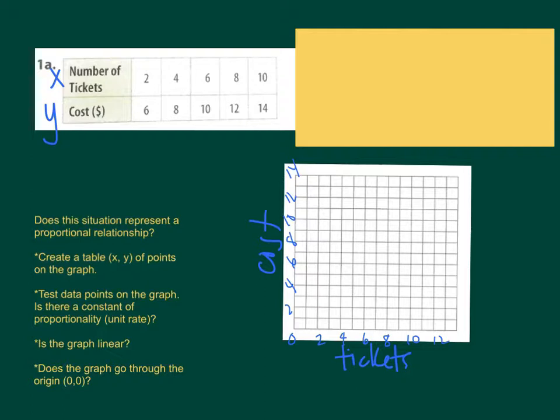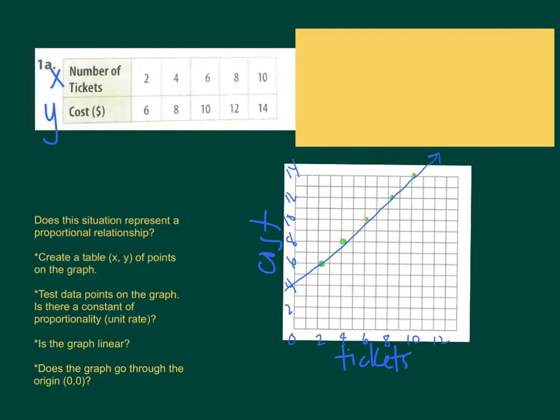And let's go ahead and use green to plot these points. So as I plot the points, I see 2 and 6. It's a little bit off, but you guys get the idea. 4 and 8, 6 and 10, 8 and 12, and 10 tickets is going to be $14. Alright, so if I connect the points on my graph now, I'm going to connect something that goes pretty much like that.